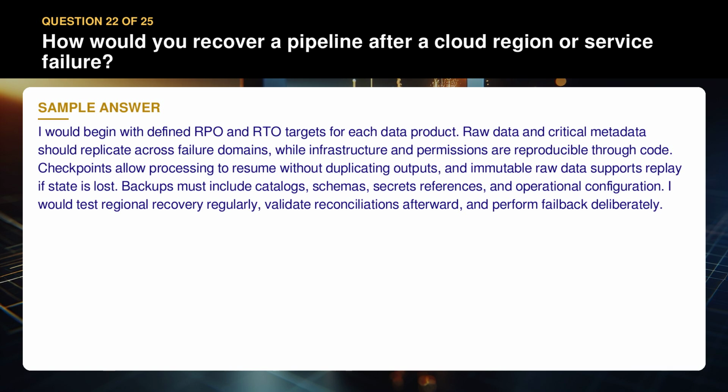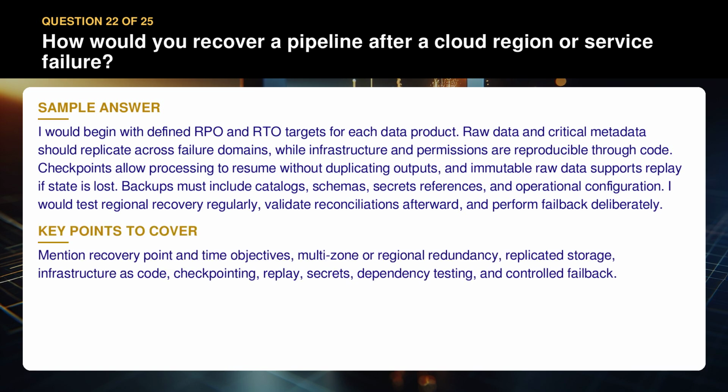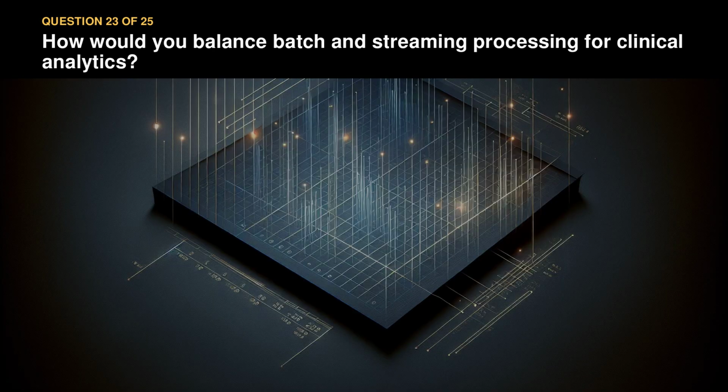Backups must include catalogs, schemas, secrets references, and operational configuration. I would test regional recovery regularly, validate reconciliations afterward, and perform failback deliberately. Mention recovery point and time objectives, multi-zone or regional redundancy, replicated storage, infrastructure as code, checkpointing, replay, secrets, dependency testing, and controlled failback.